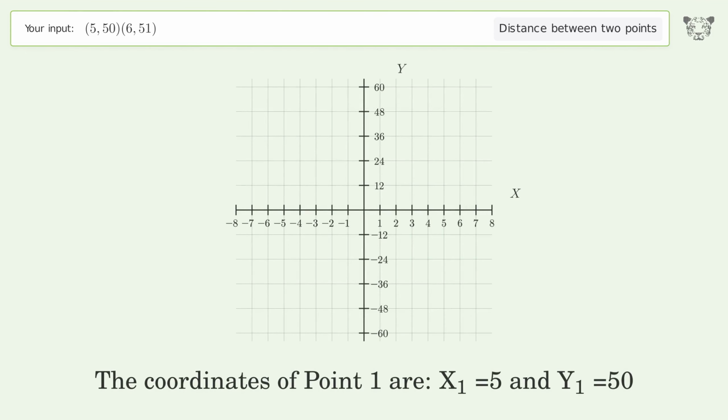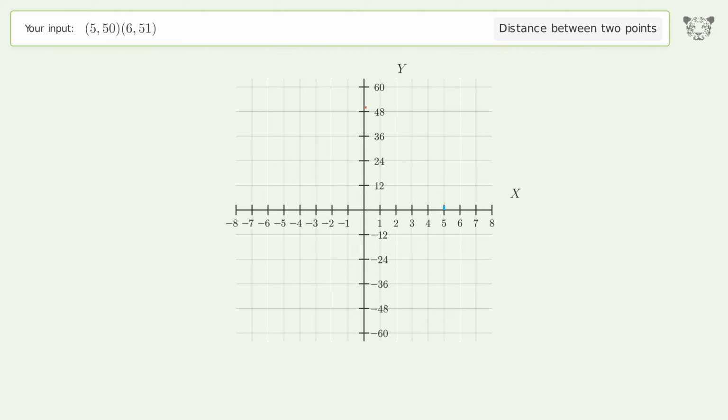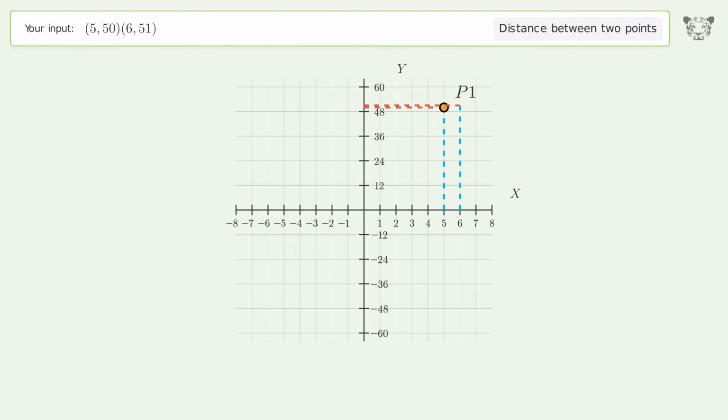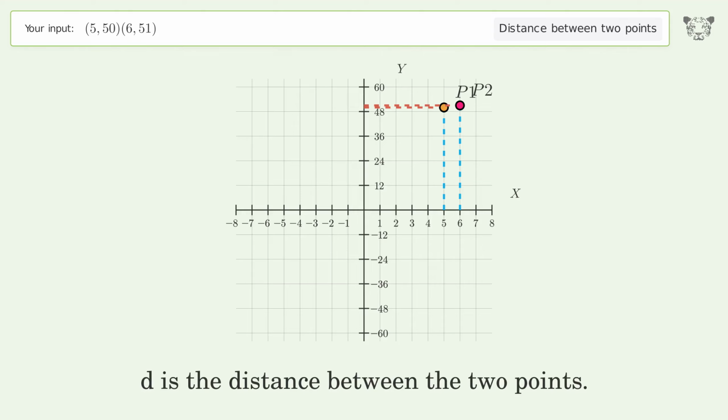The coordinates of point 1 are, x1 equals 5 and y1 equals 50. The coordinates of point 2 are, x2 equals 6 and y2 equals 51. D is the distance between the 2 points.